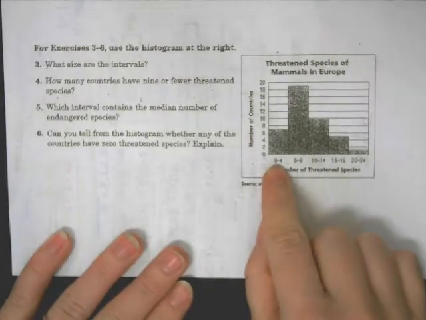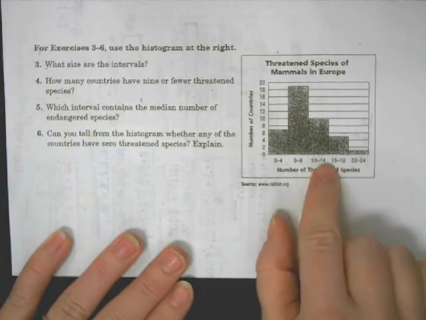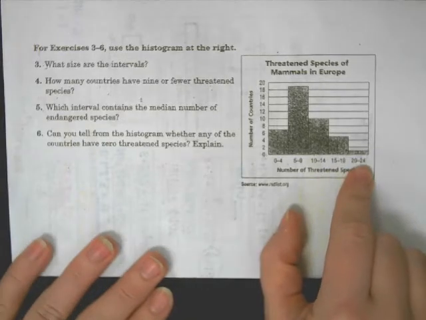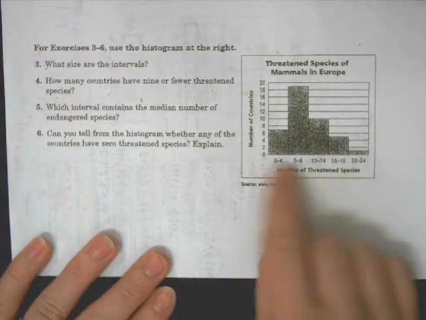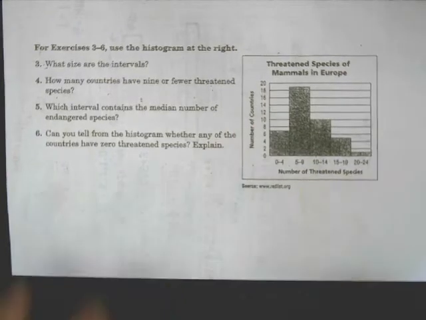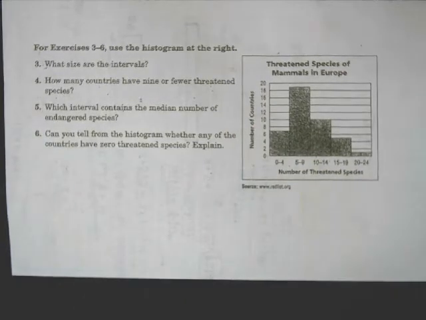Last slide we're going to do together, it says what are the sizes of the intervals, and we're looking at a histogram. This histogram is titled Threatened Species of Mammals in Europe. If you'll notice, we have different intervals of 0 to 4, 5 to 9, 10 to 14, 15 to 19, and 20 to 24. On this left side of the graph, it says the number of countries those mammals live in. What is an interval?